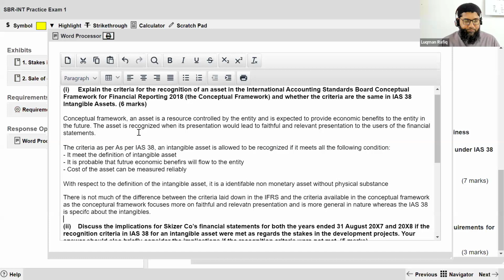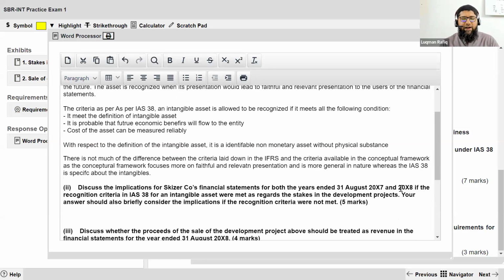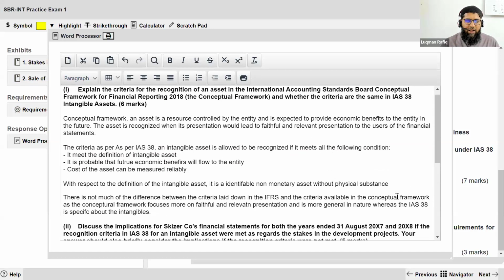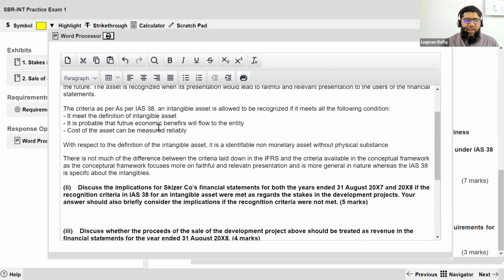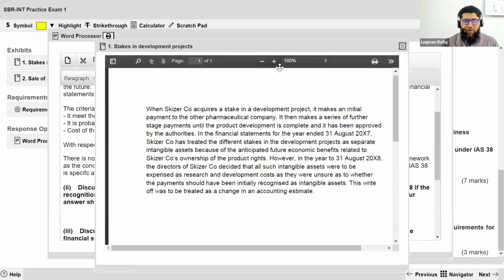Now, this was one of the requirements. Then it says discuss the implications for Skizer's financials for both the years ended 31st August 2007 and 2008 if recognition criteria were met as regards the stakes in the development projects. Your answer should briefly consider the implications if recognition criteria were not met. Now, can you just try to do this, please?